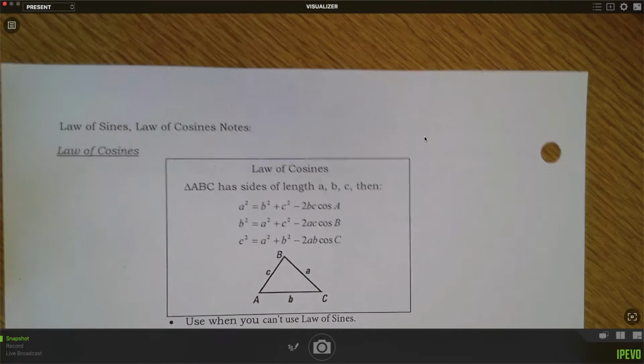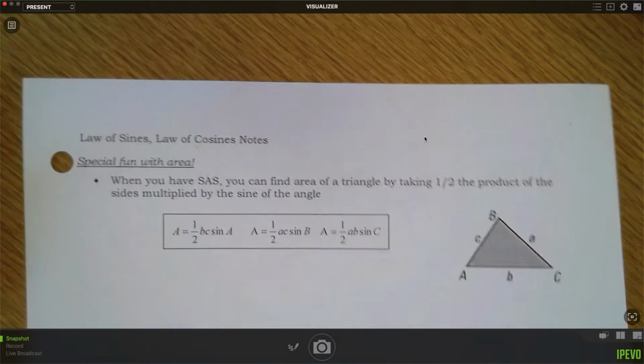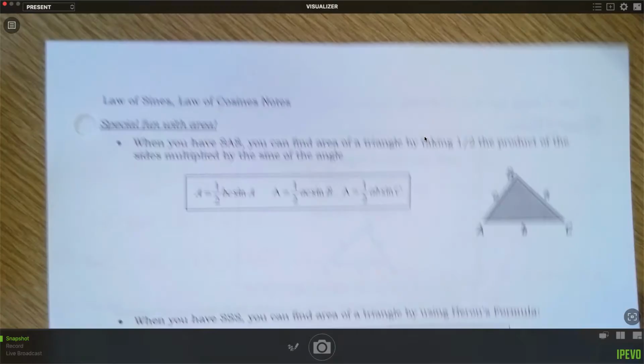Okay, today we are going to do area. There are two area formulas.